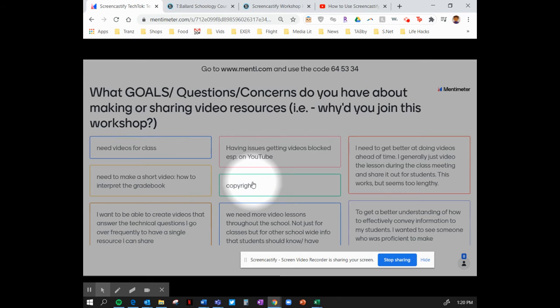So the person who mentioned copyright, are you curious about copywriting your own materials or getting past copyright of existing materials to be able to share with students?